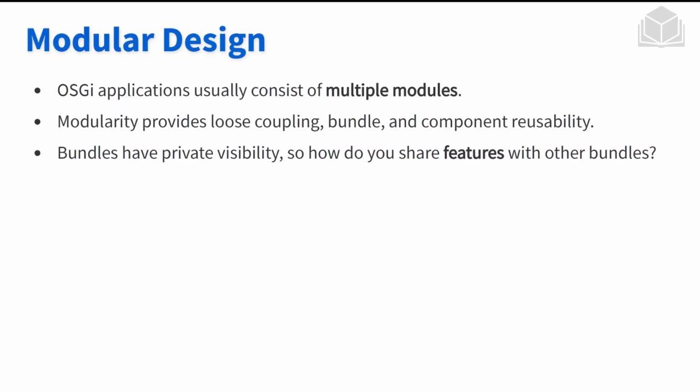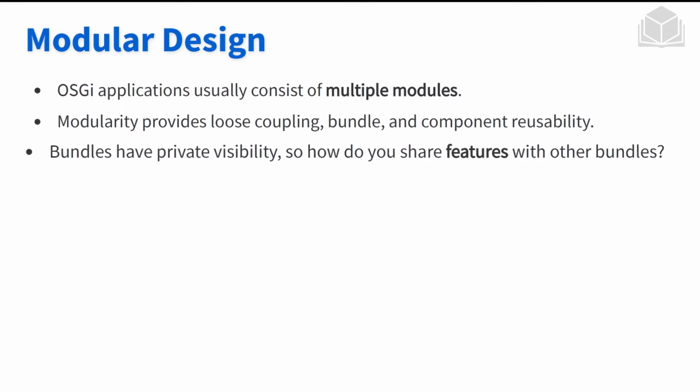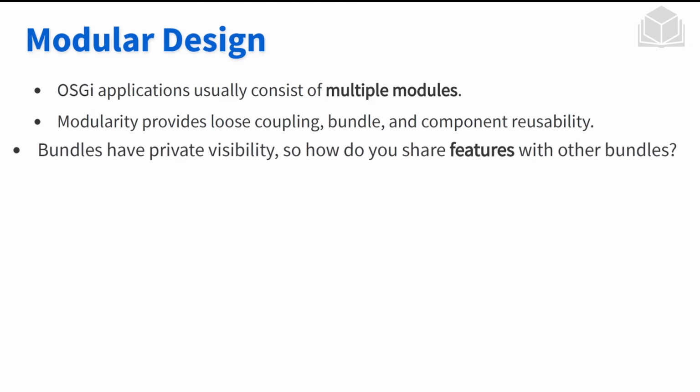So this provides for us a very loose coupling, right? We can have these bundles be swapped in and out. They can be provided for other applications and they can be reused ultimately. When we're dealing with OSGi bundles, everything is kept private. So everything is contained just within the bundle. So how do we share things? How do we share features with other bundles?